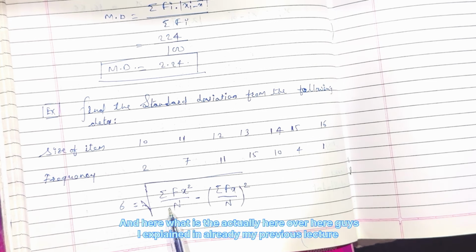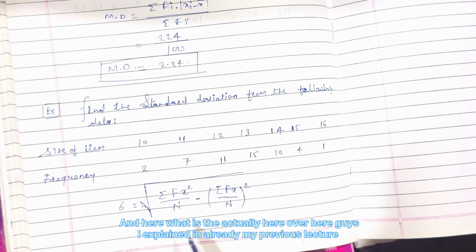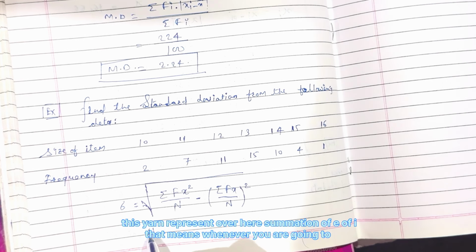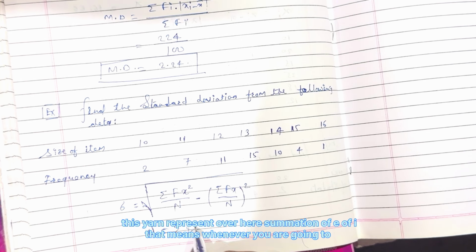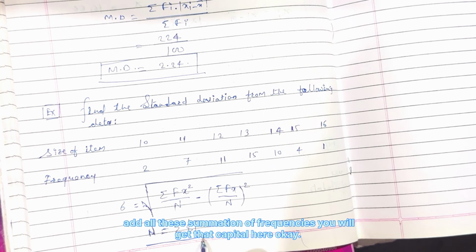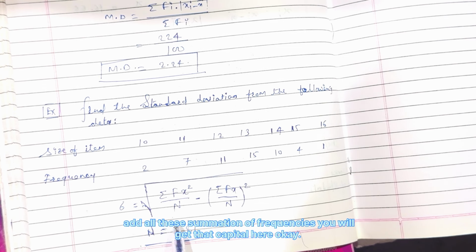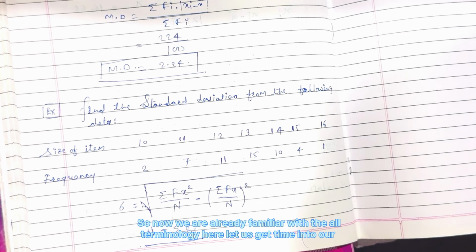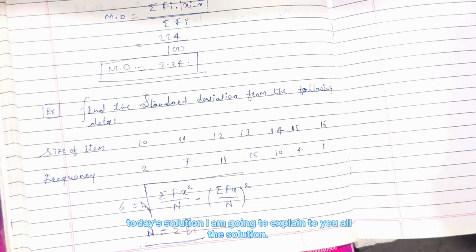And what is n over here? I explained it in my previous lecture. This n represents the summation of fi. That means when you add all the frequencies, you will get capital N. So now we are familiar with all the terminology here. Let's get into today's solution. I'm going to explain the whole solution.